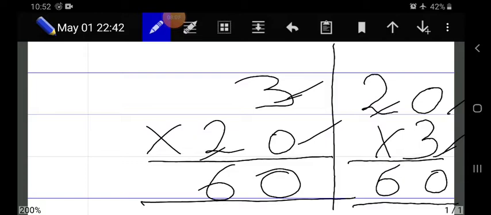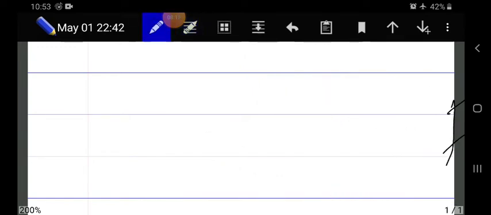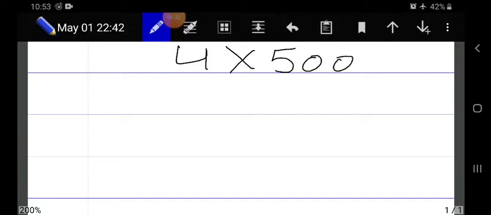This is the simple multiplication. Okay, there is one more method for doing it. If there is a 0 behind any digit, how can you do that? I am just going to show you one example with the help of 100. Suppose you have to multiply 4 multiply by 500. So in this sum, how many zeros are you having? You are having 2 zeros.